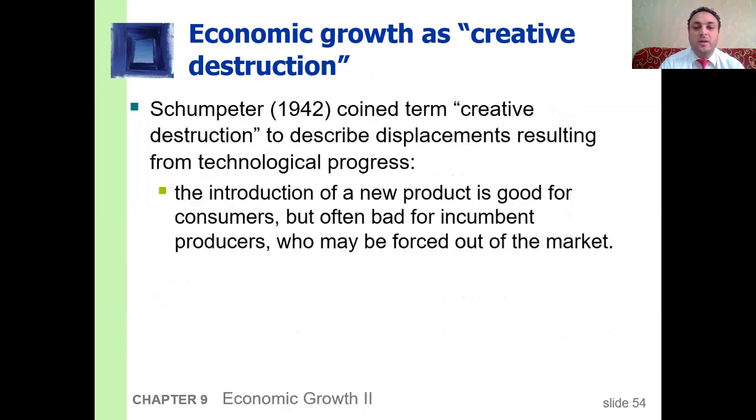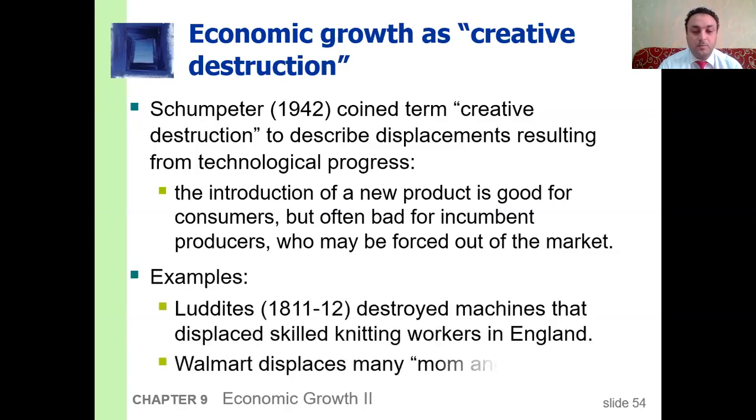Another concept related to economic growth is creative destruction. One of the economists coined the term creative destruction to describe the displacement resulting from technological progress. The introduction of a new product is good for consumers, but often it's bad for the competing producers, who may be forced out of the market.